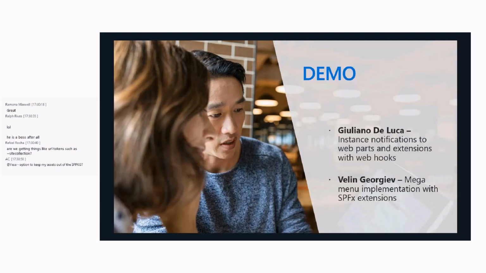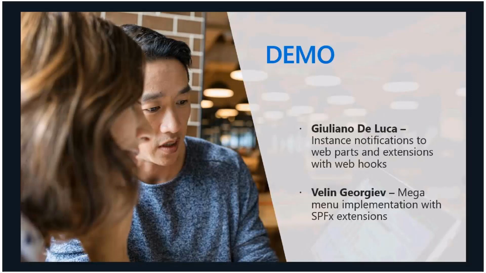So let's start with Giuliano around the instant notification to web parts and extensions. We have a webhook demo. Giuliano is going to take 15 minutes roughly, and then there's 15 minutes for Velin as well. And I'll upgrade Velin as a presenter if he has already approved or joined the call. But Giuliano, are we good to go? He is sharing and unmuting, yes.